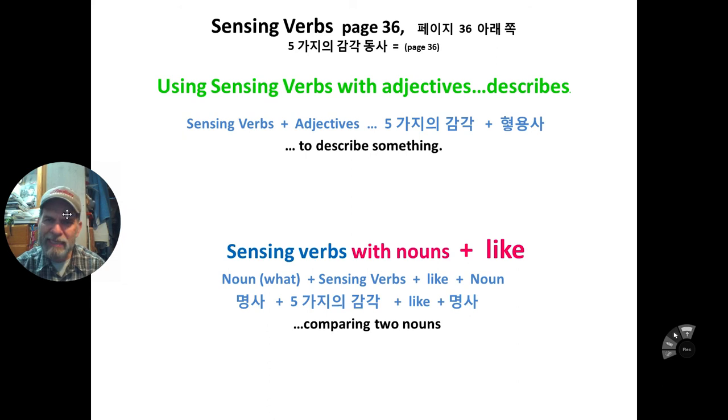Sensing in the pink, the blue and pink. Sensing verb with nouns. Plus like. Okay, noun, what you're talking about. Sensing verb plus like plus noun. You're comparing two nouns. You're talking about one thing, describing it. You're telling your opinion by using another noun. Okay, next.